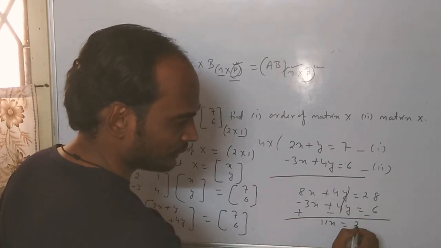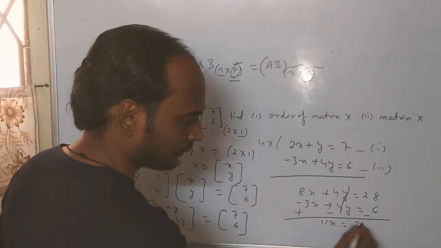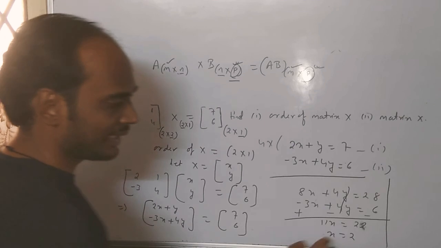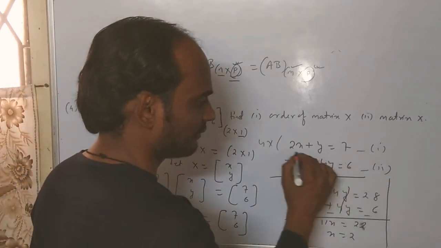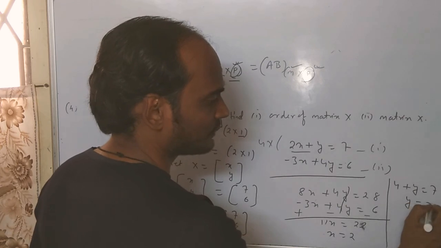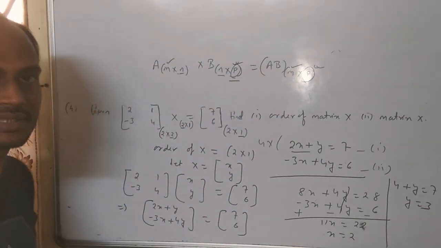So 11x equals 22, x equals 2. This is the x value we got. Put the x value in the first equation. So this is 4 plus y equals 7. So y equals 3. These are the values of x and y we got.